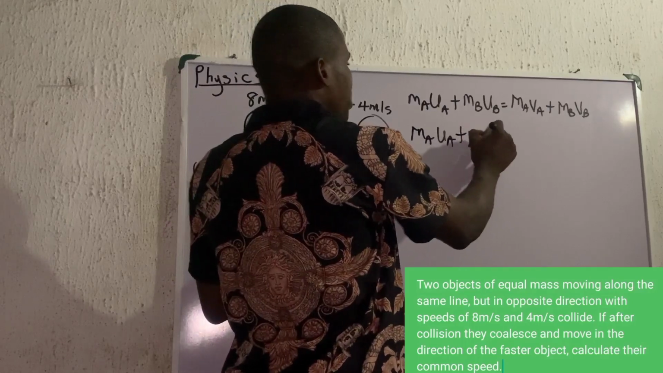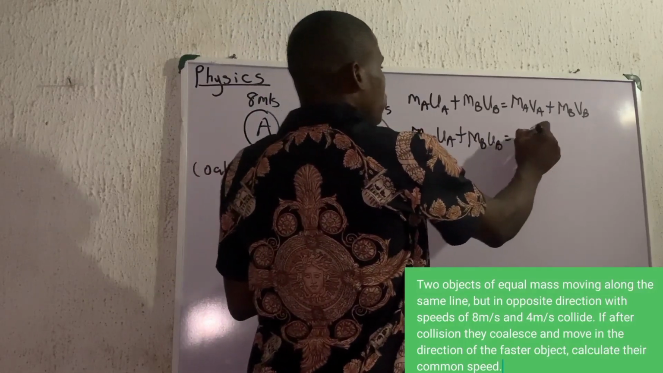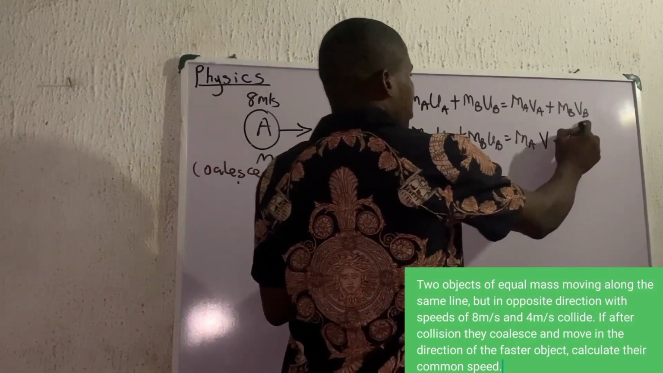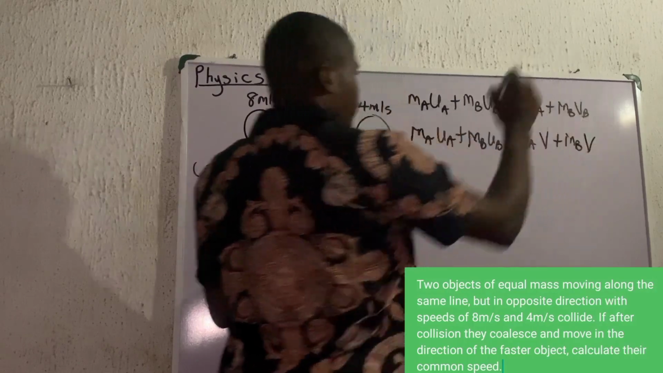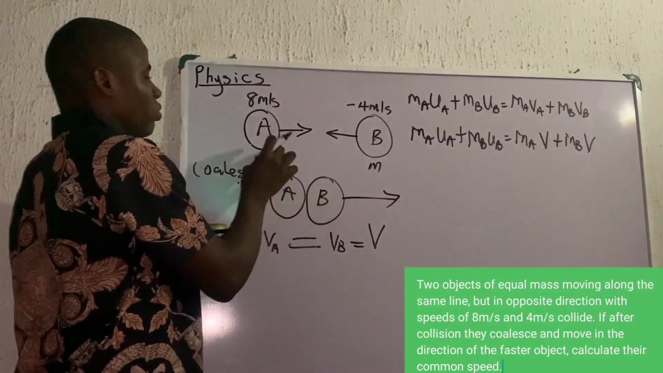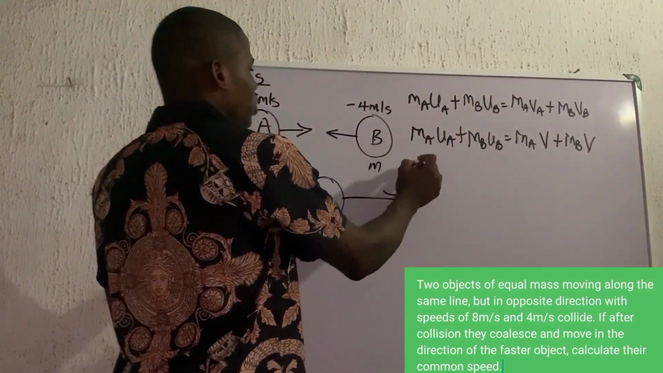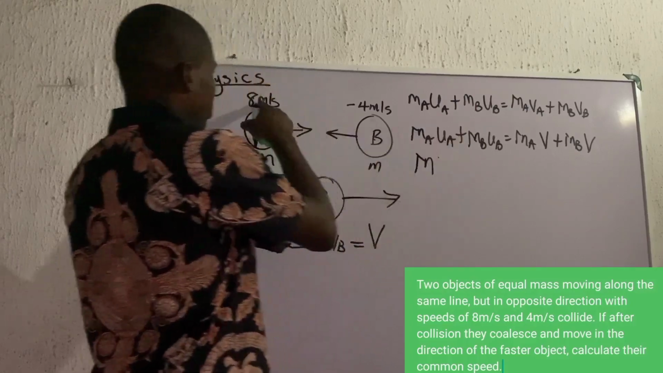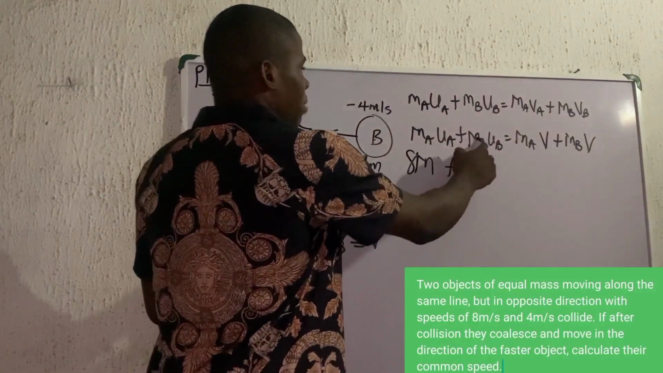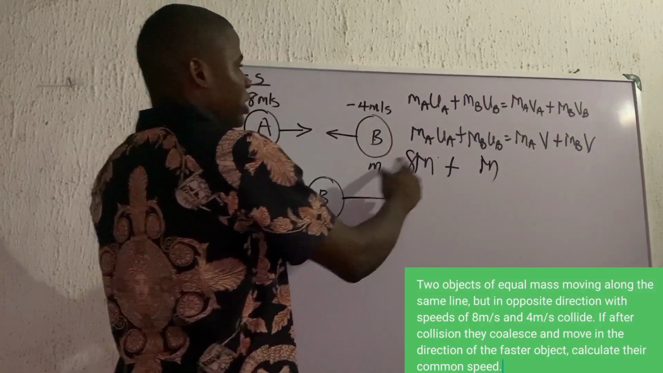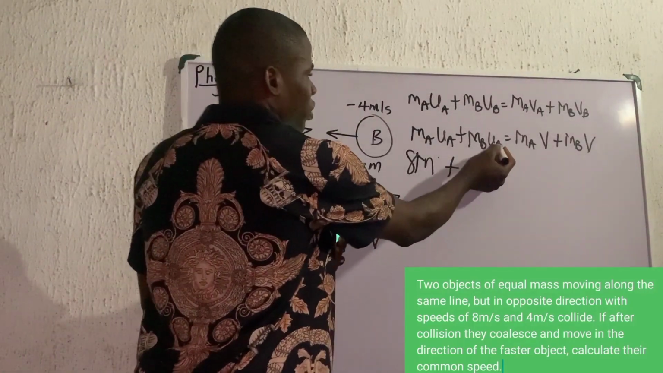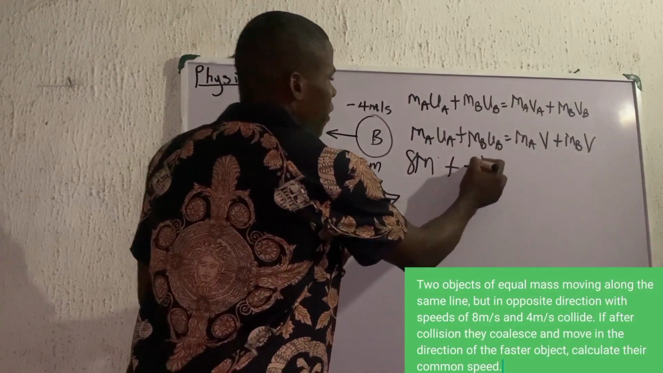So for that reason, this formula reduces to MA UA plus MB UB is equal to MA times V plus MB times V, since VA equals VB and is equal to V. So what's the value of MA? They say that both masses are the same. So MA is M. UA, the initial velocity of A, is 8. That's 8 times M, 8M, plus MB, which is still M, times the initial velocity of B, which was given in the question as minus 4. So I have minus 4 times M, which is minus 4M.